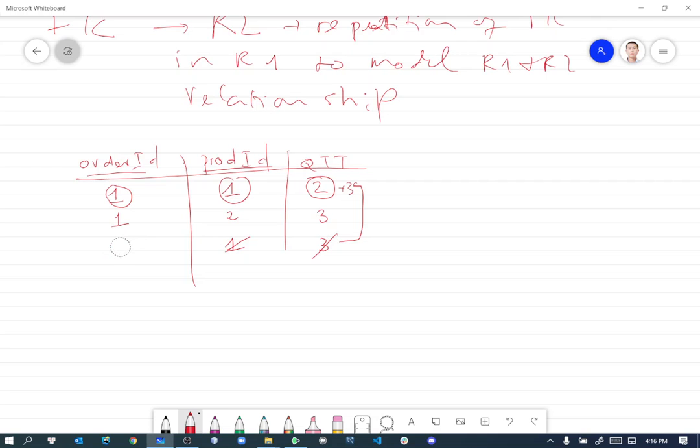Okay, so it means that order ID and product ID is unique, which means that order ID and product ID is the key.